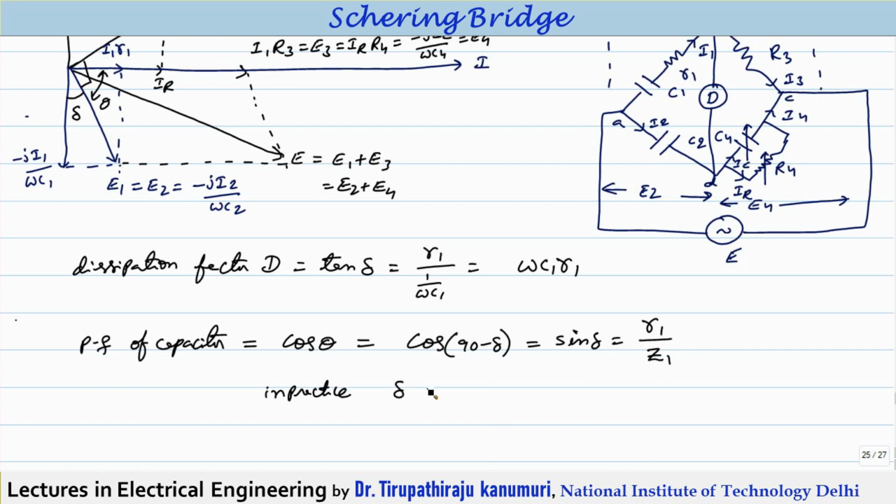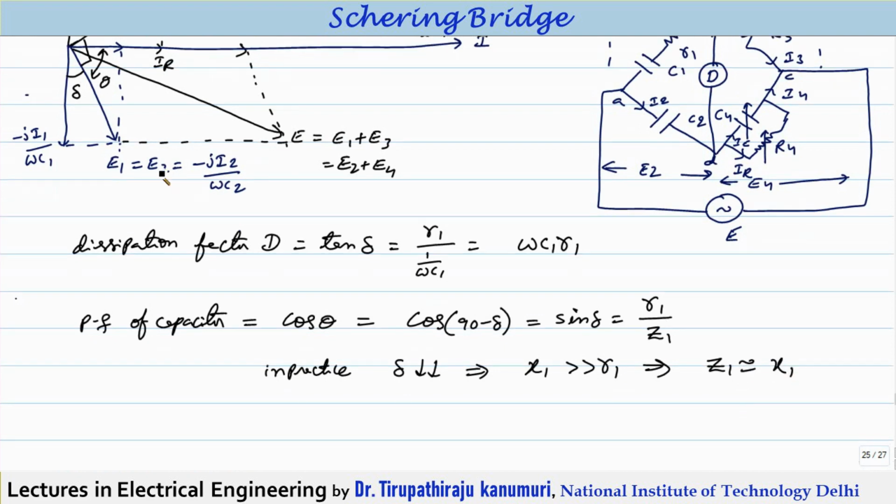So in practice, delta is very less. Because of this, we can approximate that the value of R1 is far less than X1, so that Z1 is approximately equal to X1. That means whatever the impedance is, because delta is very less, R is very less compared to the reactance. So we can approximate the impedance as nearly equal to the capacitive reactance.